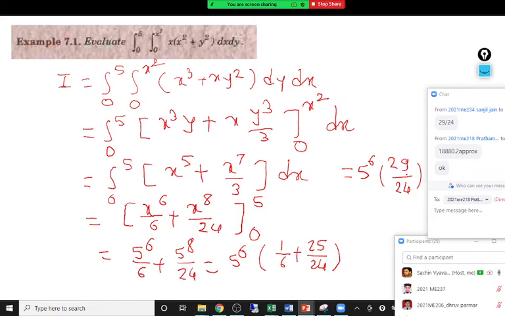18875 something is the answer. Or you can keep this as the answer. No need to go further. You can keep this as the answer also. You can get the full marks there. Any doubt?